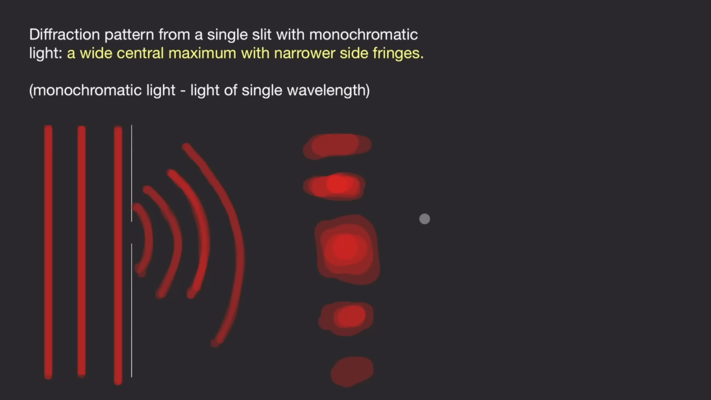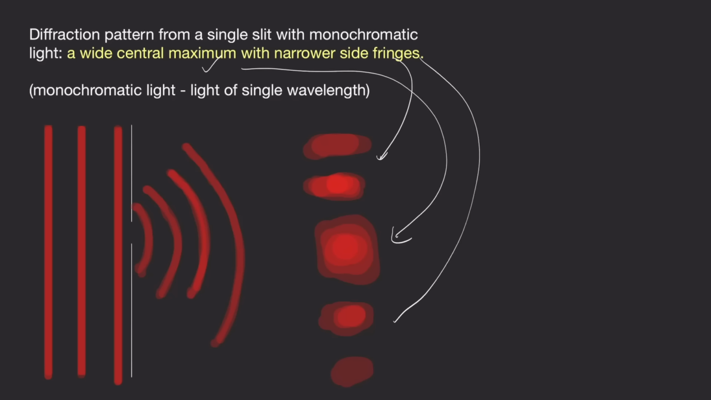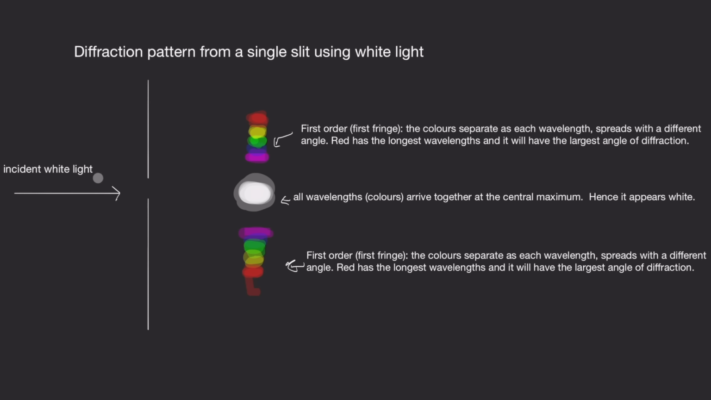It has a wide central maximum, which I've tried to show over here, and then narrower side fringes on the side. But what if we used just white light to produce a diffraction pattern? If we have some incident white light, and here is the gap, the wave will still spread out. However, not at the central maximum. All the wavelengths are going to arrive together at the central maximum, so the central spot will appear white.